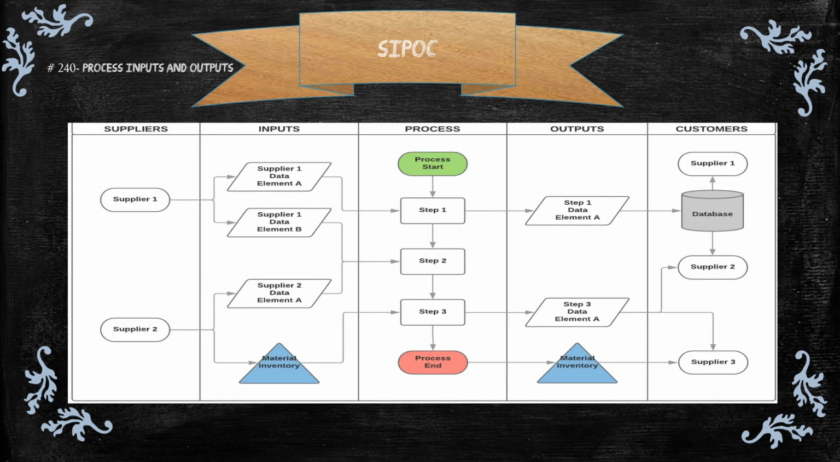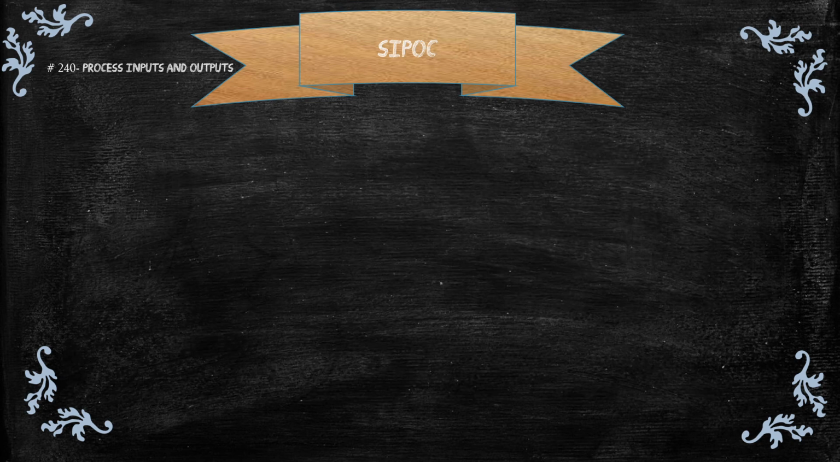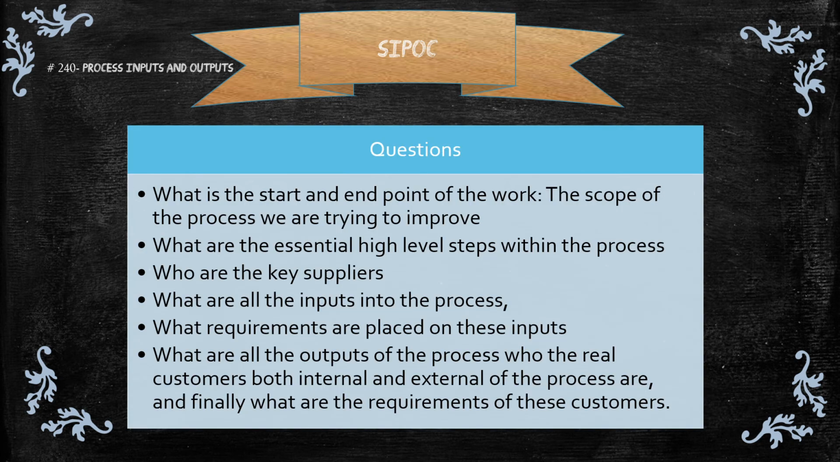The SIPOC diagram should only be used to describe the existing process as is, and not the to-be process. This is a particularly useful tool in answering the following questions. What is the start and end point of the work? That is, the scope of the process we are trying to improve. What are the essential high-level steps within the process?